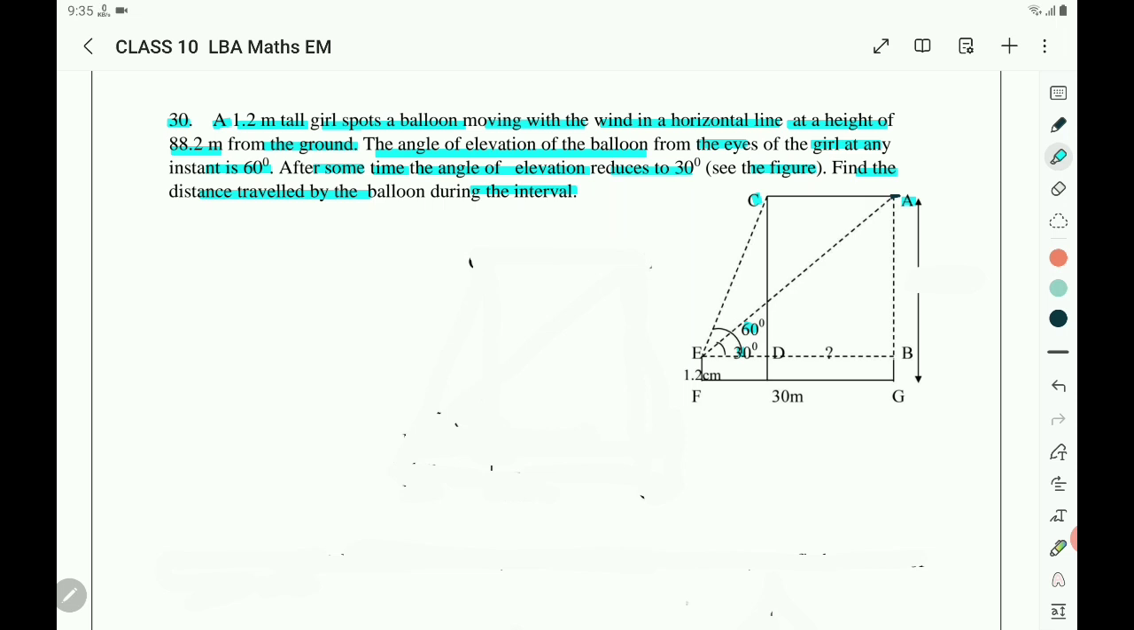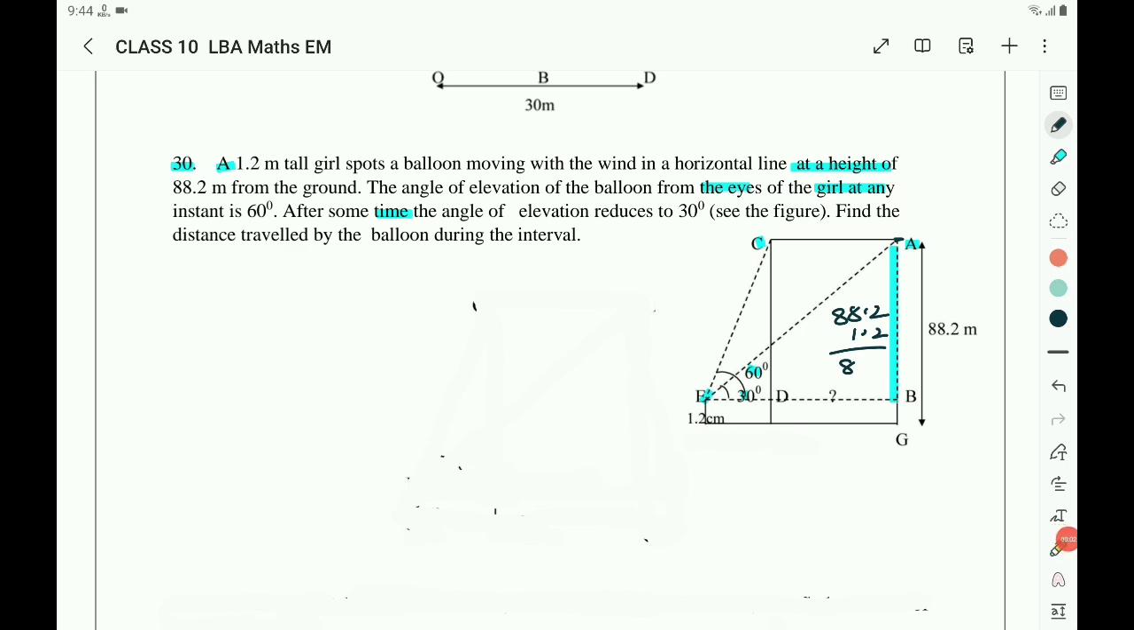And the height of the balloon is given from the ground, that is 88.2. From the eye of the girl, the height of the balloon is 88.2 minus 1.2, which is equal to 87. That is AB, which is equal to CD. AB equals CD equals 87 meter.